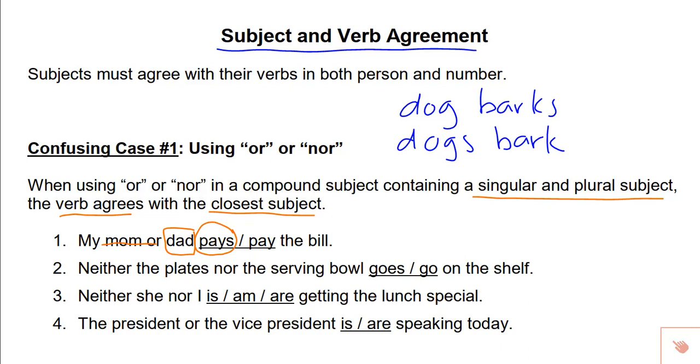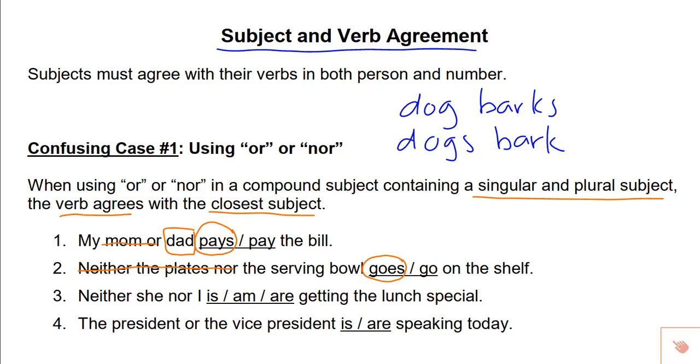Let's try it with the next example. Neither the plates nor the serving bowl goes or go on the shelf. Ooh, it's a little tricky, so I'm going to cross this off and try just paying attention to the subject closest to the verb. The serving bowl goes on the shelf. That was much easier. Neither the plates nor the serving bowl goes on the shelf. Yeah, okay, it does sound a little weird, but it is grammatically correct.